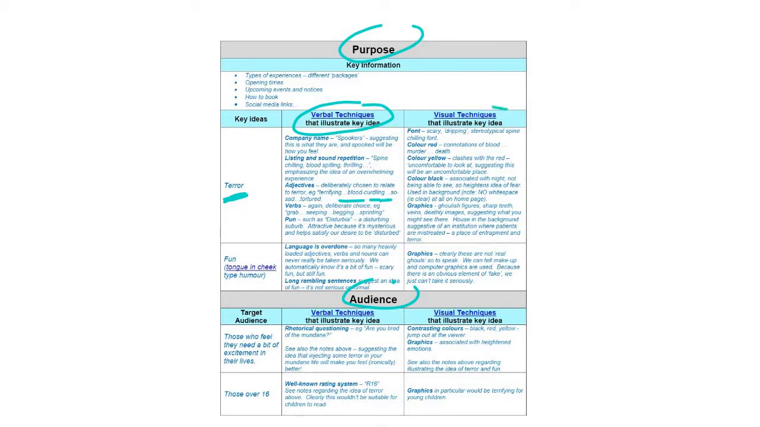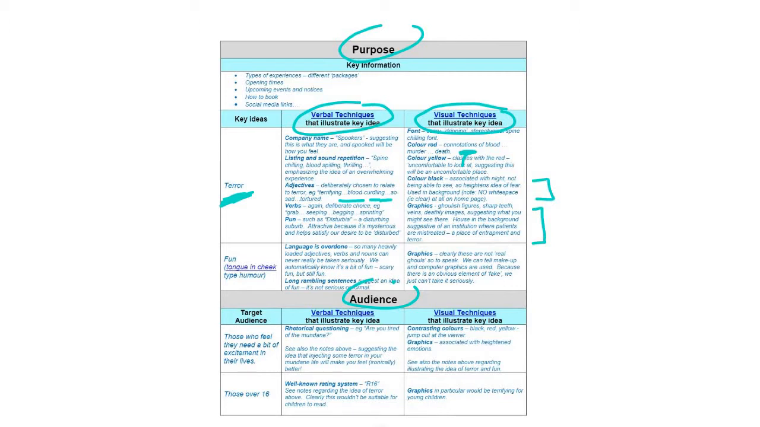And then have a look at the visual techniques. Well, what visual techniques help get across that feeling of terror? Well, you can look at the font. There's that spine-chilling font, the colour red, and the connotation. So that's a really good visual thing to keep in mind there, of blood, murder, and so on. The colour yellow clashing with the red, it's uncomfortable. Black, obviously, very strong connotations of death and the idea of darkness and not being able to see. And the general graphics there, the sharp teeth, the veins, the deathly images, they all create terror.